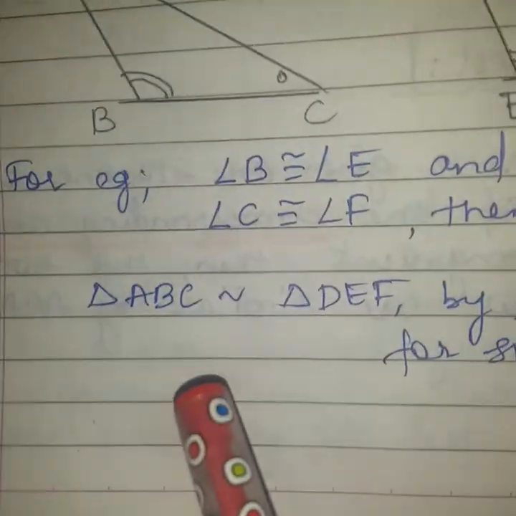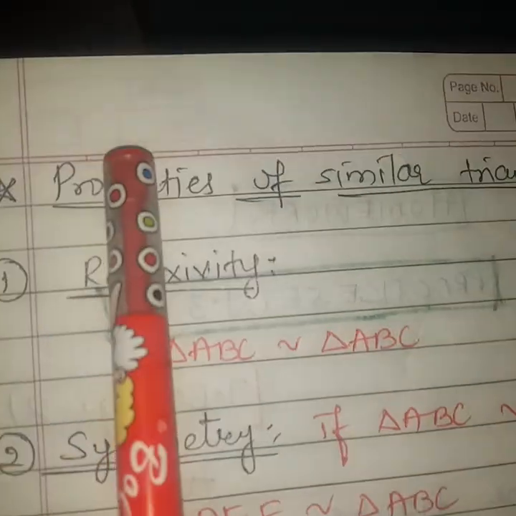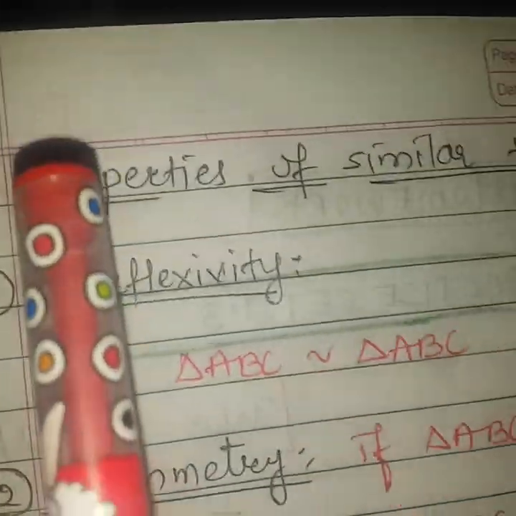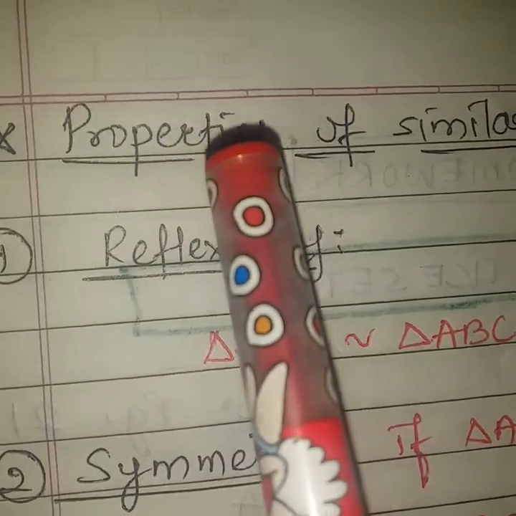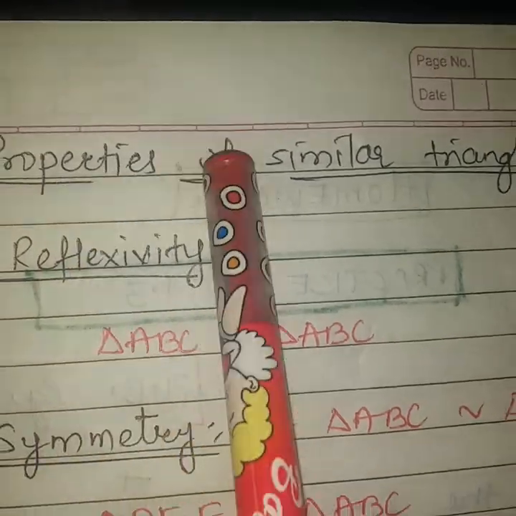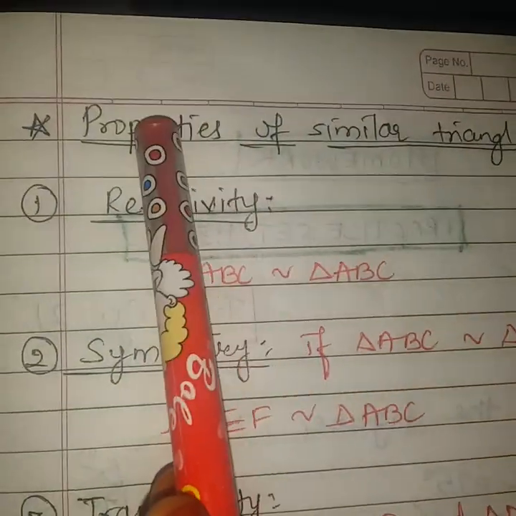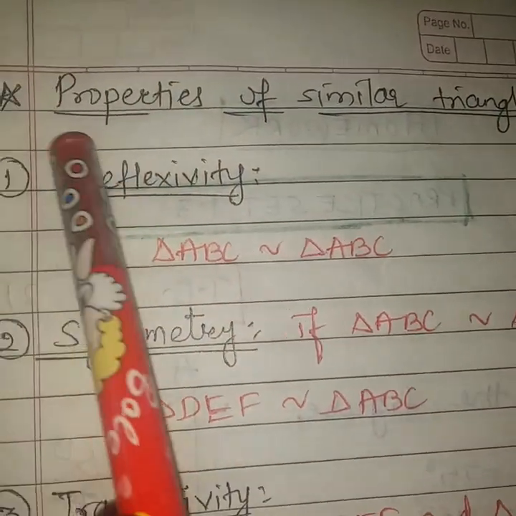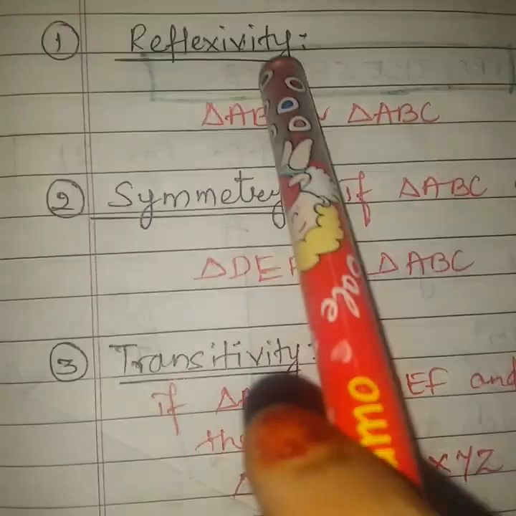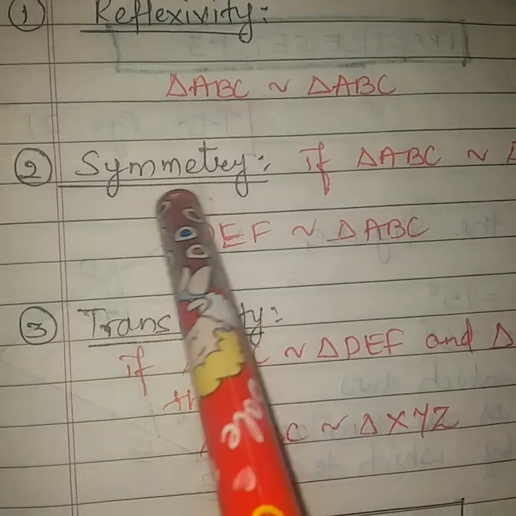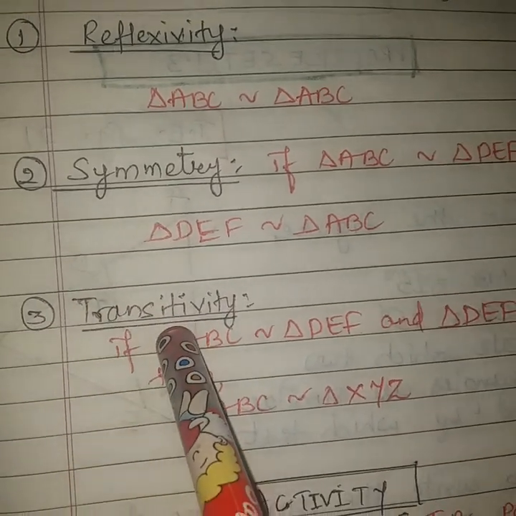Fine. Proceeding further, these were the three tests of similarity: the SSS test, the SAS test, and the AAA test or the AA test for similarity. Now starting with the properties of similar triangles. These were the tests; now we are studying the properties of similar triangles. There are three different properties. The first property is called reflexivity. The second one is symmetry. And the third one is transitivity.